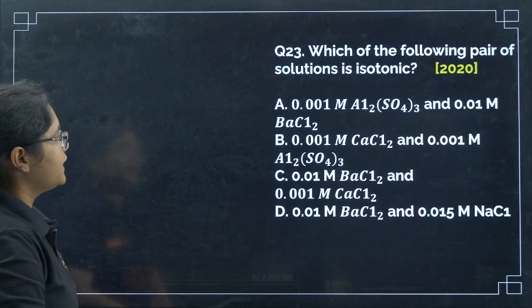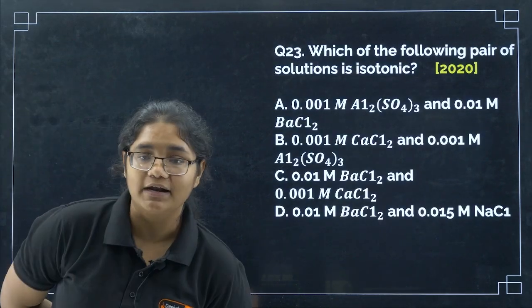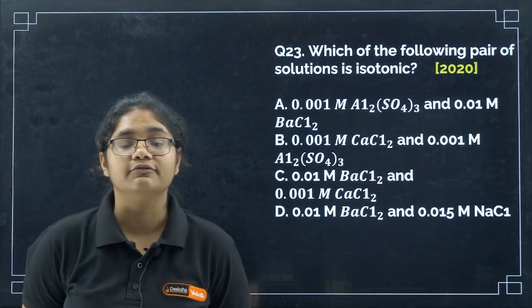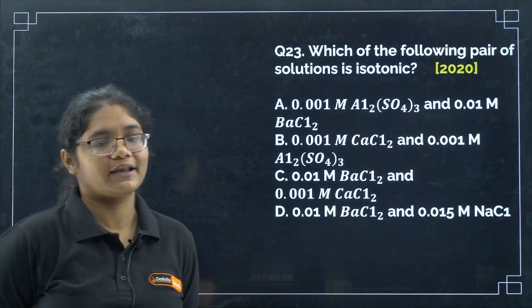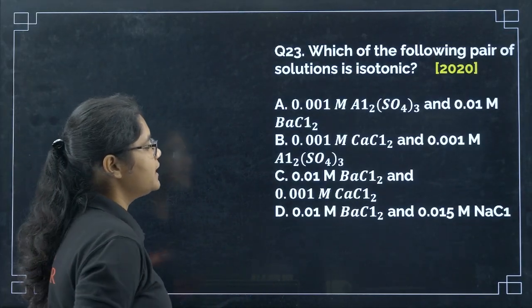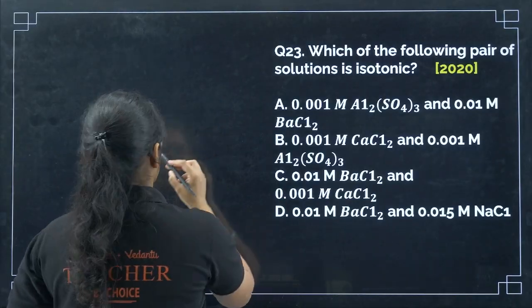Okay, next, which of the following pairs of solutions are isotonic? So isotonic, I told you, if the molarity is same, right? If the C value, concentration value is same, then the two solutions will be isotonic. Let's see for option number A.